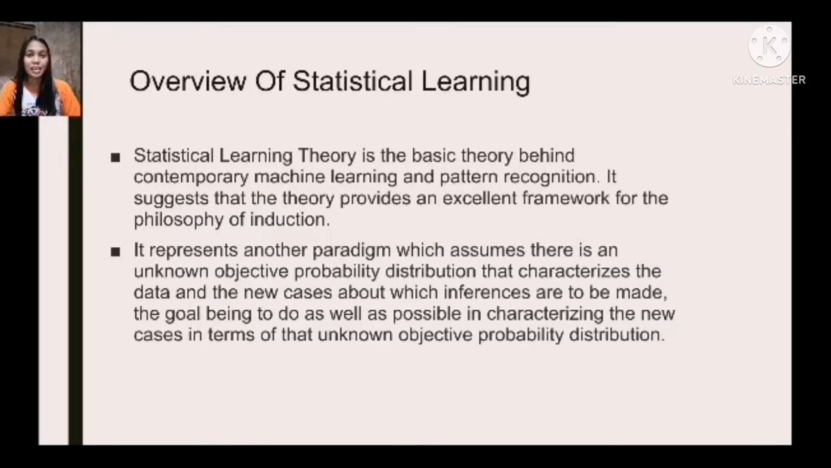It represents another paradigm which assumes there is an unknown objective probability distribution that characterizes the data and the new cases about which inferences are to be made. The goal being to do as well as possible in characterizing the new cases in terms of that unknown objective probability distribution. So, the basic theory attempts to specify what can be proved about various methods for using data to reach conclusions about new case.